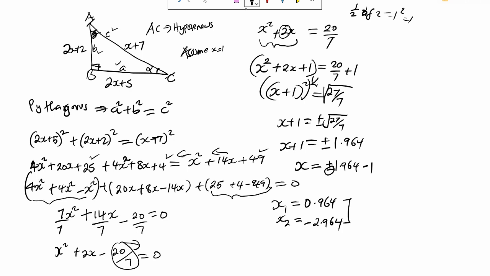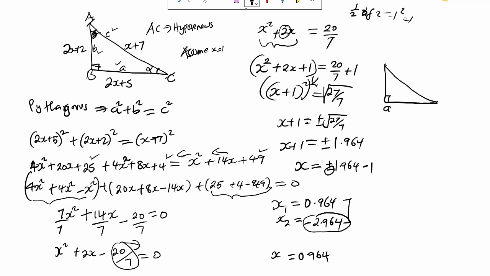Now, since we are talking about the dimensions, first of all, we have got the values of x. We have two values, and since we are talking about the dimension of a triangle, then it means we shall pick the positive, because if you pick the negative, we shall be getting negative dimensions, which is not recommended in this case. So we shall just pick the value of x equals 0.964.